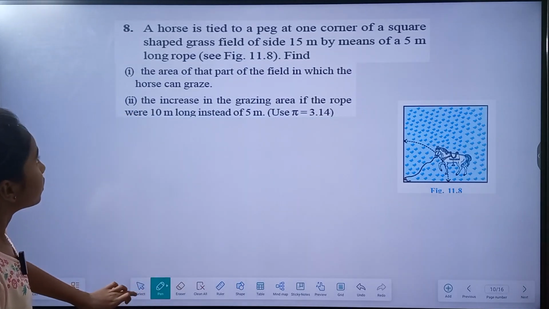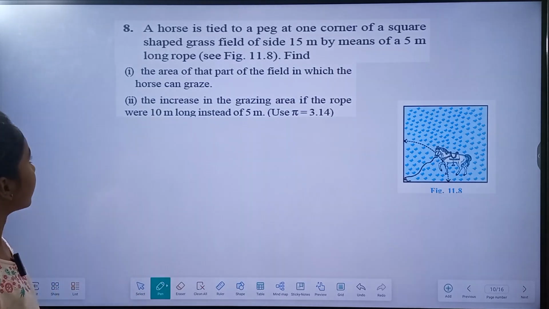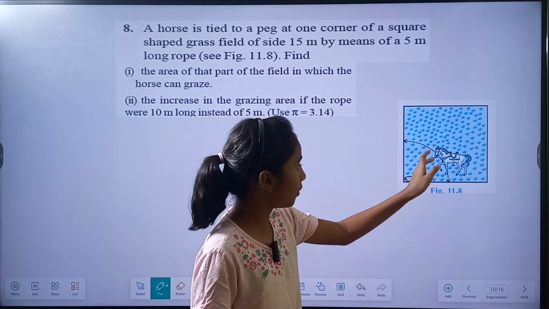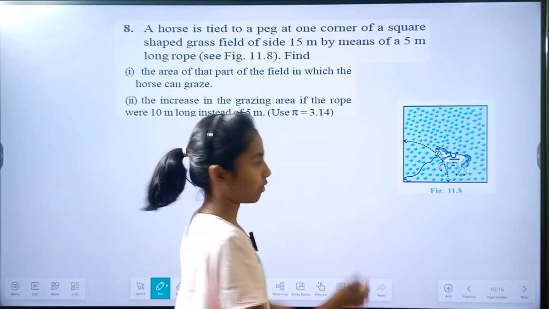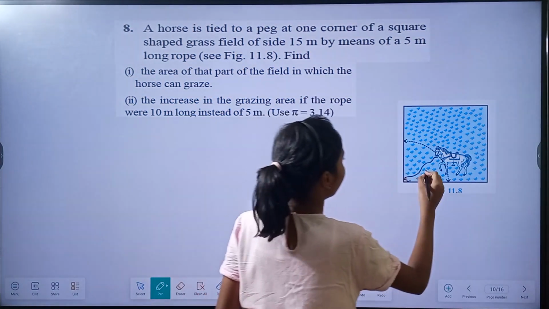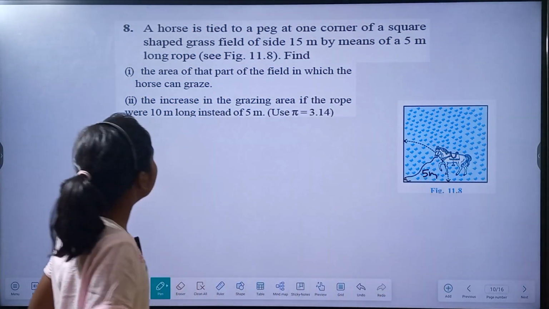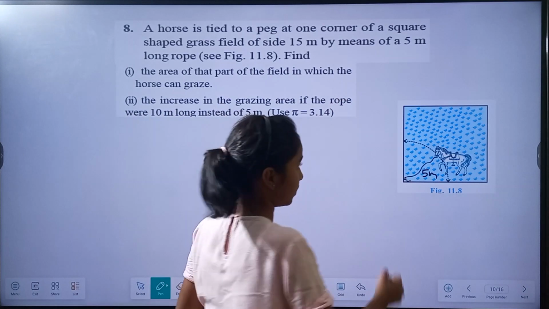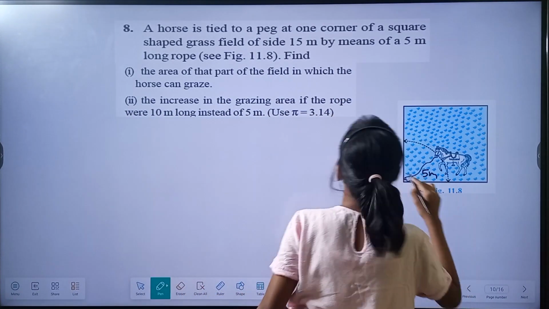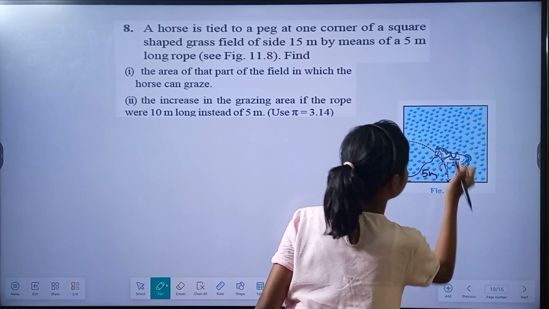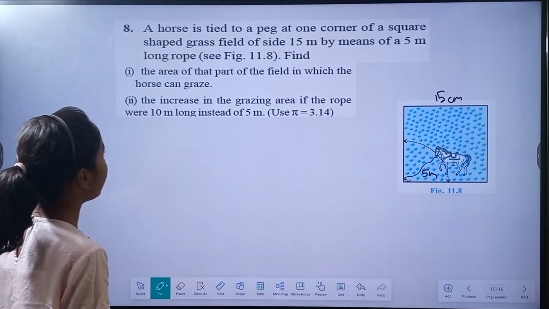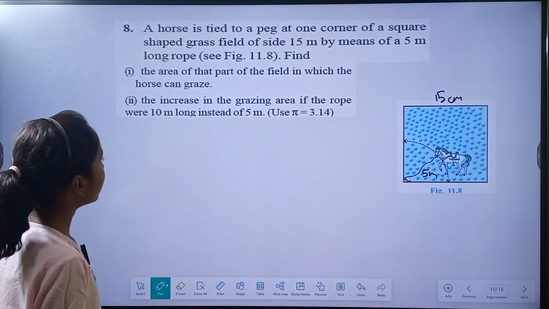A horse is tied to a peg at one corner of a square-shaped grass field of side 15 meter by means of a 5 meter long rope. So this is the rope, and the horse is tied to this corner with the rope. The given rope length is 5 meters, and the side of this square-shaped field is 15 meters. We need the area of that part of the field in which the horse can graze.